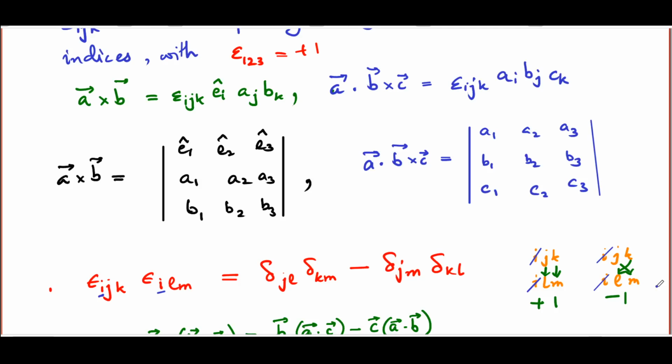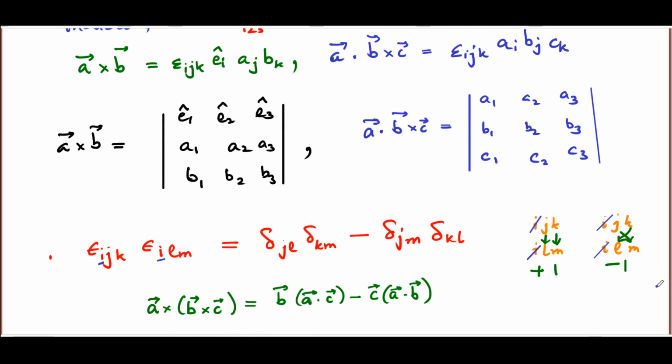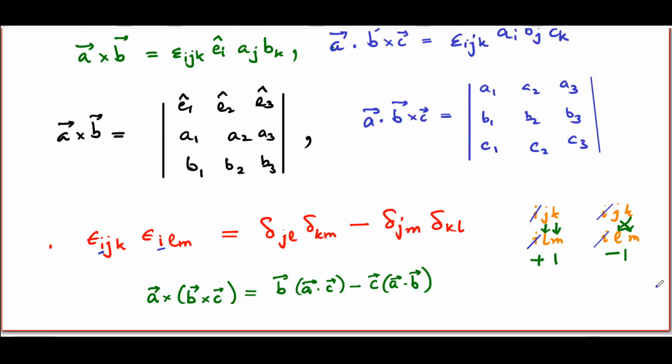And one very immediate consequence of this is a very familiar formula that the vector triple product A cross B cross C turns out to be B vector into A dot C minus C vector into A dot B, a formula which is often referred to as the BAC minus CAB formula.